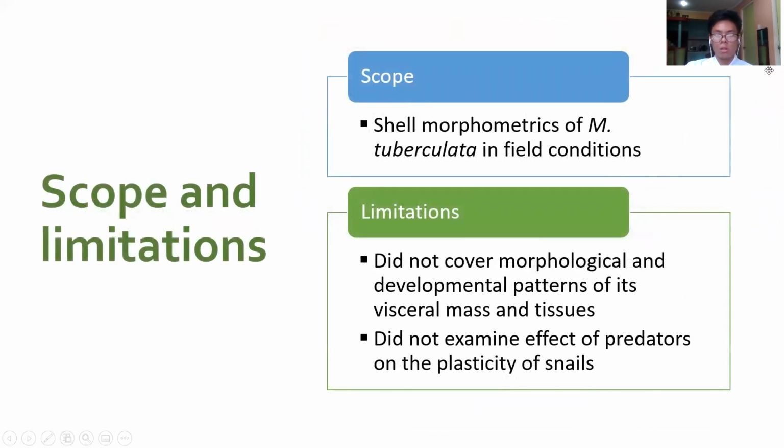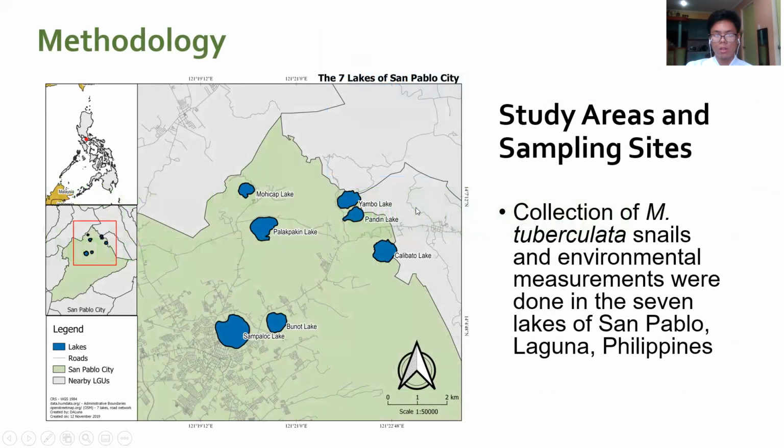So my study only focused on the morphometrics of the M. tuberculata shells as exposed in field conditions, and it did not cover the variation in terms of its visceral mass and tissues and the effect of predators on the plasticity of their shells. So we established the 7 lakes as our study sites for the collection of these snails and the measurement of the environmental variables.